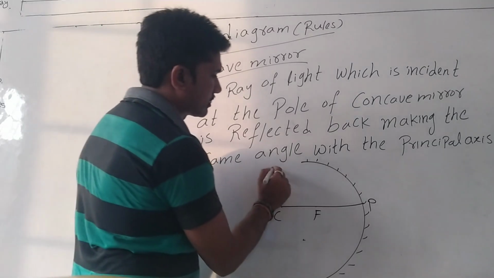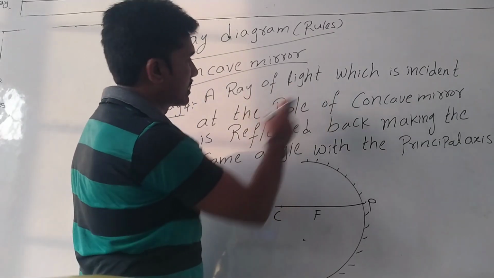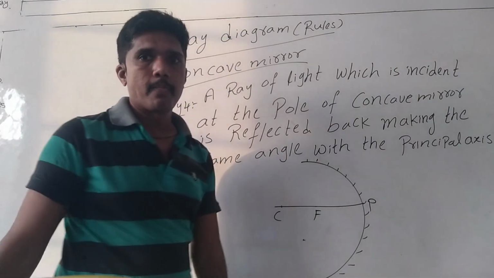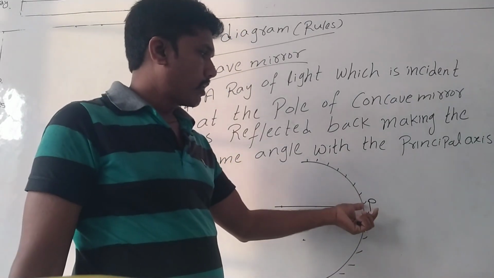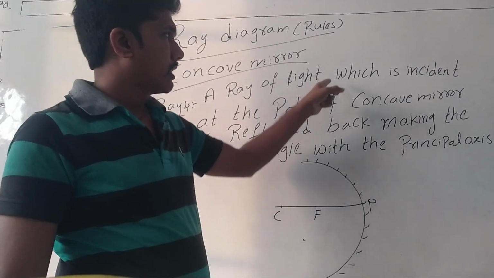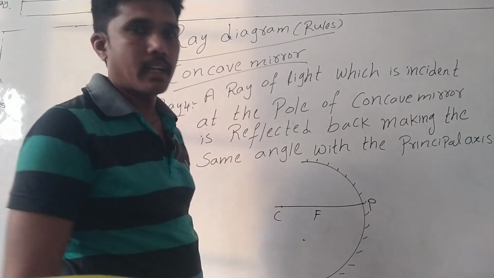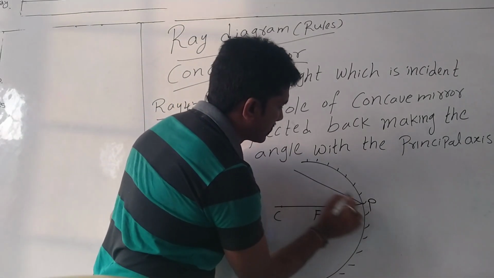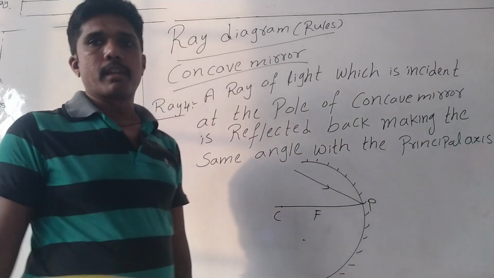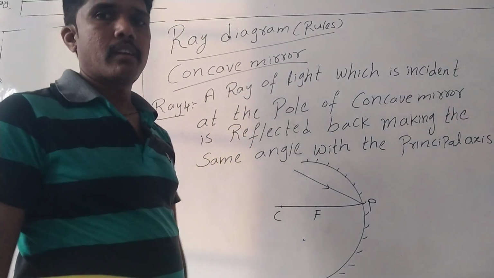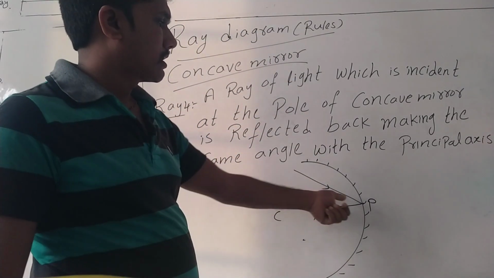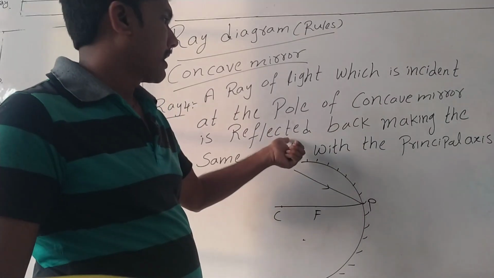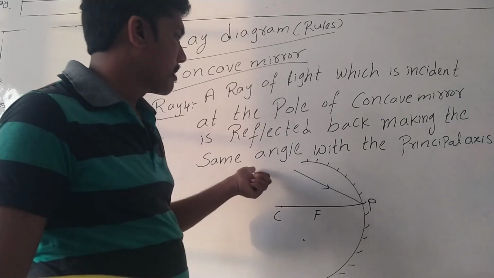If you draw, what says a ray of light which is incident at the pole of a concave mirror. Where is the pole? Here the pole. At the pole only the ray will be incident. The ray will be incident here. The ray will be incident at the pole of a concave mirror. What happens when the ray is incident at the pole? It is reflected back, making the same angle.